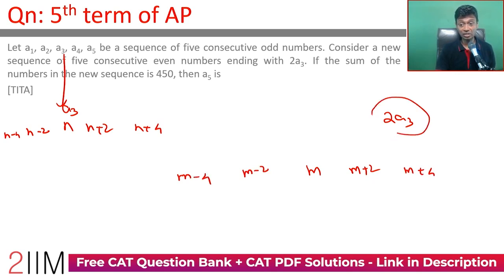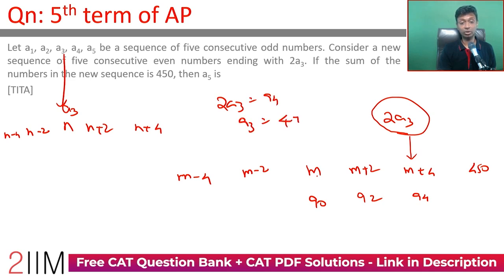2a3 is the last number. That happens to be m plus 4. Fine. Now adding all this, we get 450, or the middle number is 90. 5m is 90, so 92, 94. 94 is 2a3. 2a3 equals 94, or a3 is 47. This is 47, 49, 51. So a5 should be 51.